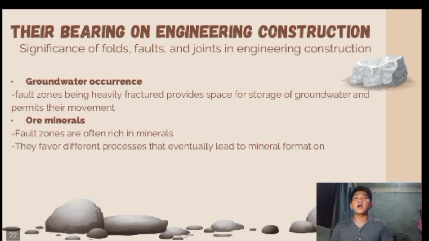Roads and railway tracks along the slopes. Fault zones are highly undesirable for construction of roads and railway due to the possibility of landslide. Groundwater occurrence. Fault zones being heavily fractured provide space for storage of groundwater and permit its movement.